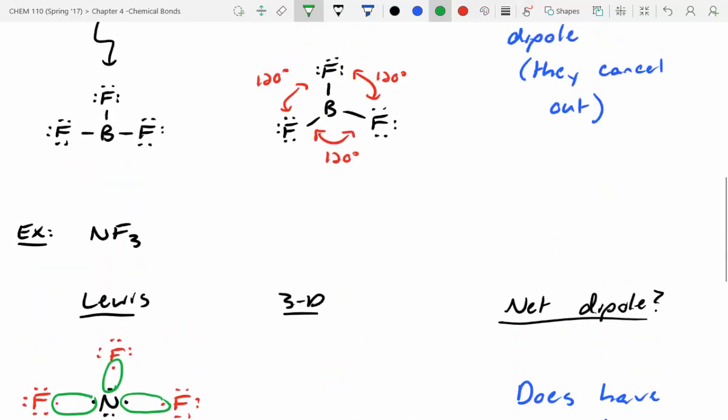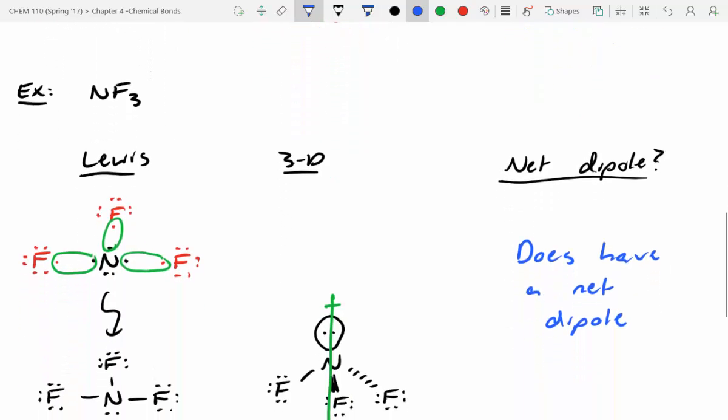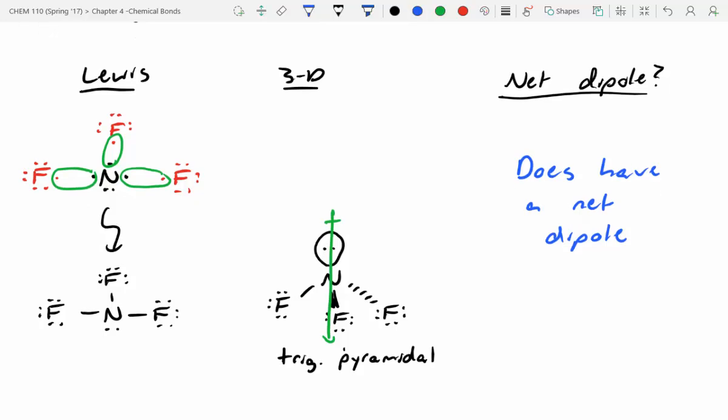If we go back and we look at the one up here, we do have individual dipoles, but we said that they're all kind of pulling in equal and opposite directions, so they're canceling out. Where with this one, we've got one dipole this way, one dipole this way, one dipole this way, giving it an overall net dipole pointed down. Does that make sense? It's really important that you understand the shapes of molecules before you describe whether or not they have polarity.